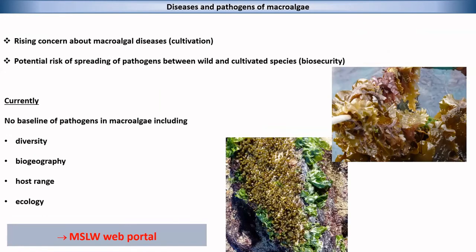From those previous slides, we could see that there's a rising concern about macroalgal diseases, specifically with regard to cultivation. There's a potential risk of pathogen spreading between wild and cultivated species, and there is also the potential risk of pathogen transfer with cultivars between cultivation sites and so on. Despite those risks and rising concerns, the current understanding of those algal pathogens is still very limited, and no baseline is currently available to address questions like diversity, biogeography, host range, and ecology of such algal pathogens.